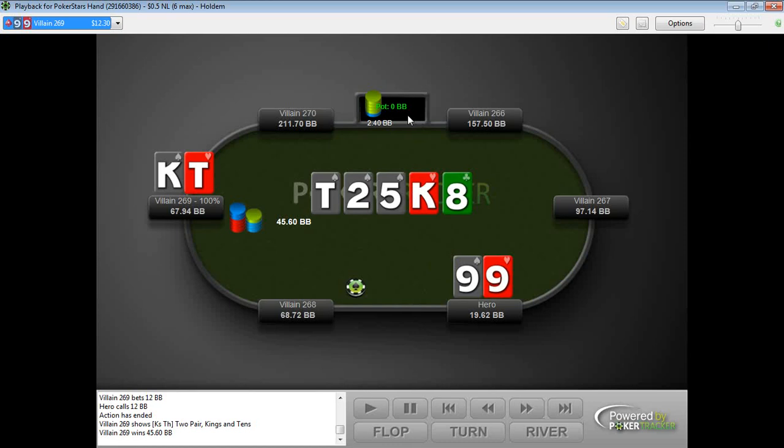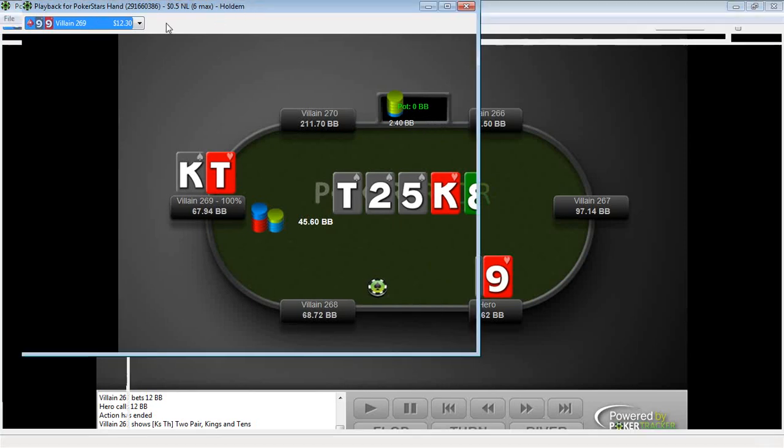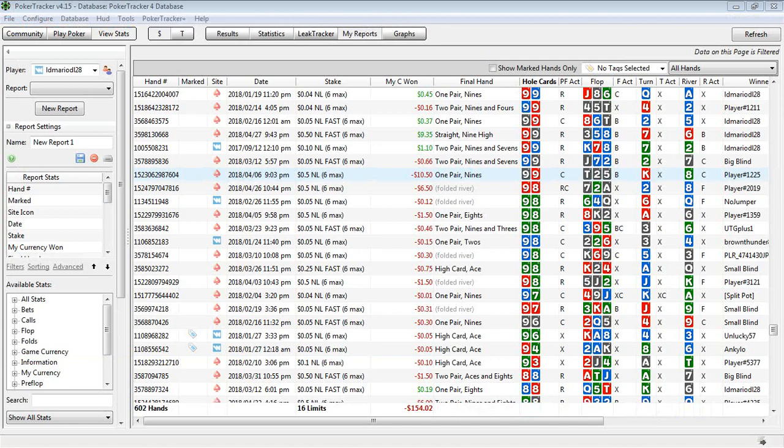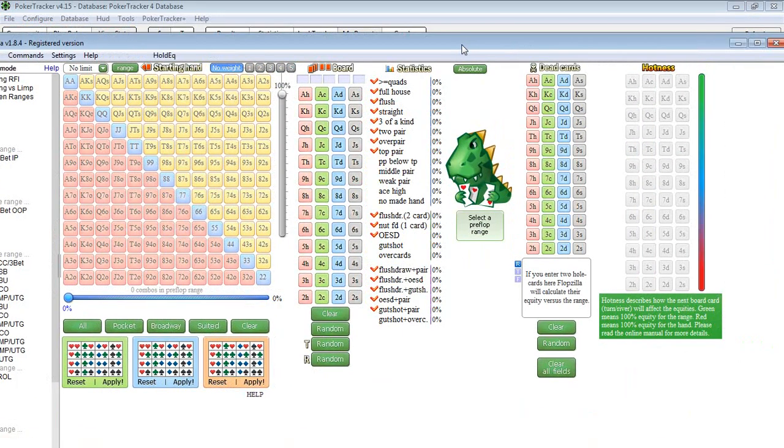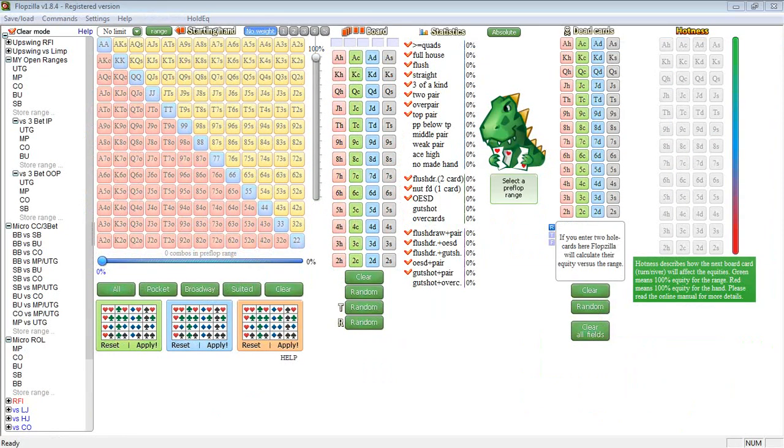And I'm really getting really great pot odds there. Let's just throw this into Flopzilla real quick, then throw into Snowy real quick, and then we will wrap this up. So 9 of hearts and 9 of spades.